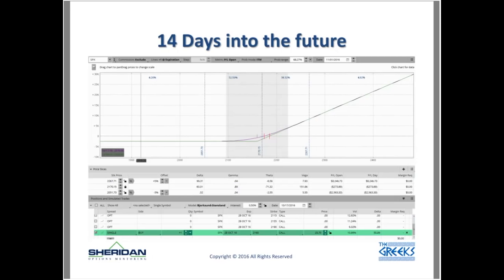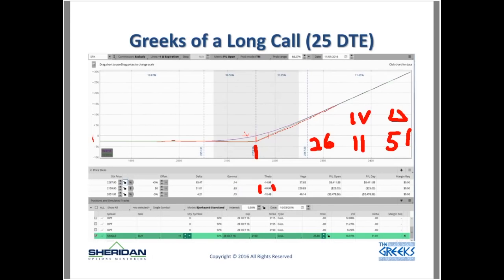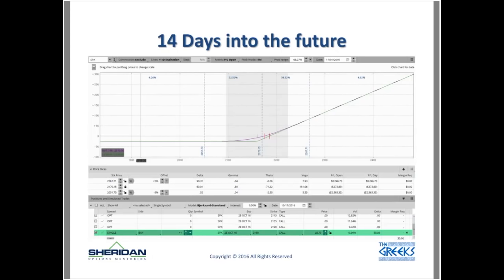Now, 14 days into the future, you remember the theta was 50. 14 days into the future for a 28-day or 25-day trade, our theta went from 51 to minus 71, right? And our Vega went from 229 to 151. So why on a 25-day trade would our Vega go down 14 days into the future?